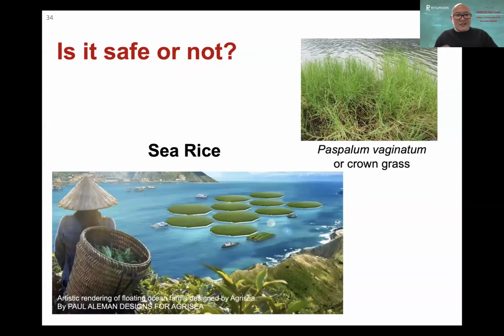Now, let's find out more about this one. Sea rice. Imagine, during climate change, sea level rises and a lot of farms are being flooded by the sea, and we have less land to farm. Now, some scientists are creating sea rice that can grow in salty water, and this will allow rice farming and create more rice. So, what do you think? Is this safe or not?